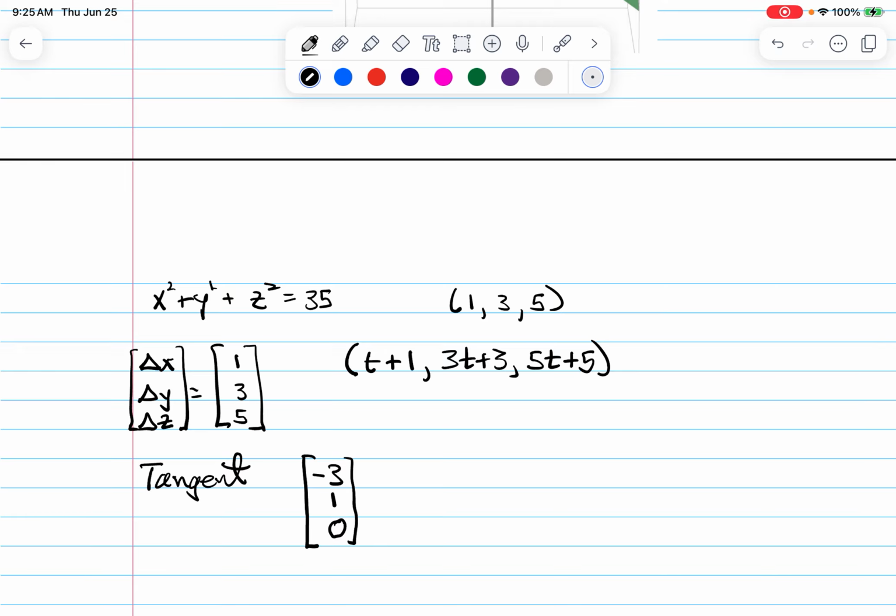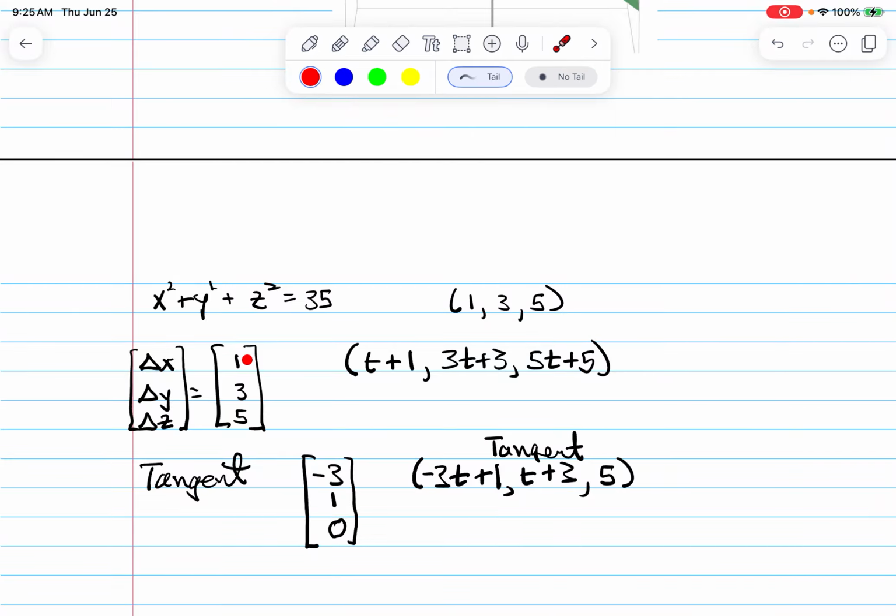Now, this is my tangent, -3t plus 1, t plus 3, and 5. That right there is my tangent. See? What I did was I flipped these and changed one of their signs and then put a 0 here. This will be tangent to this sphere at this point, 1, 3, 5. See? 1, 3, 5. See? So I've got my new delta x, delta y, and delta z. Okay?